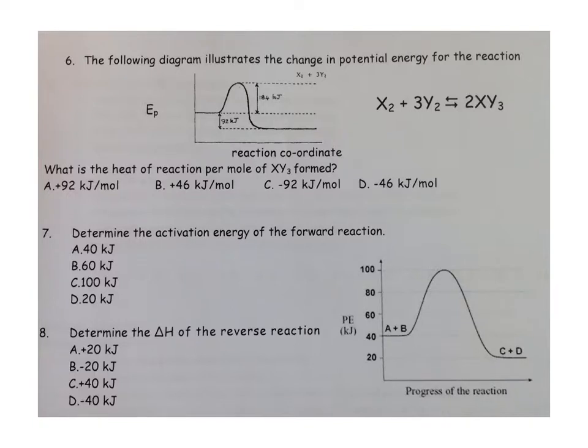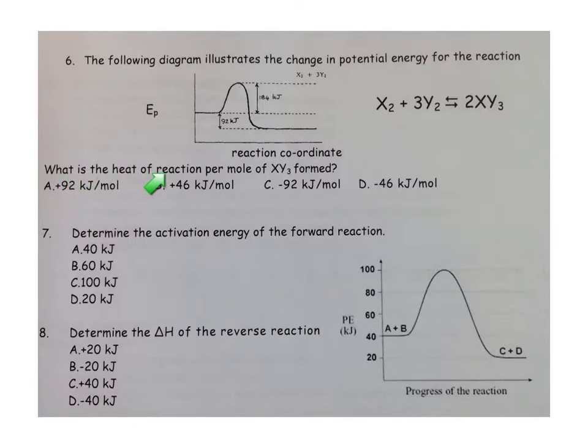The following diagram illustrates a change of potential energy for the reaction. So again, we're taking a look at this concept of potential energy on the y-axis and reaction coordinate on the x-axis. We are told that for the forward reaction, 92 kilojoules of energy is released. We can see this is the shape of an exothermic graph. Why? Because the products have less energy than the reactants, which means that energy has been lost to the environment. So I know that 92 kilojoules has been lost to the environment.